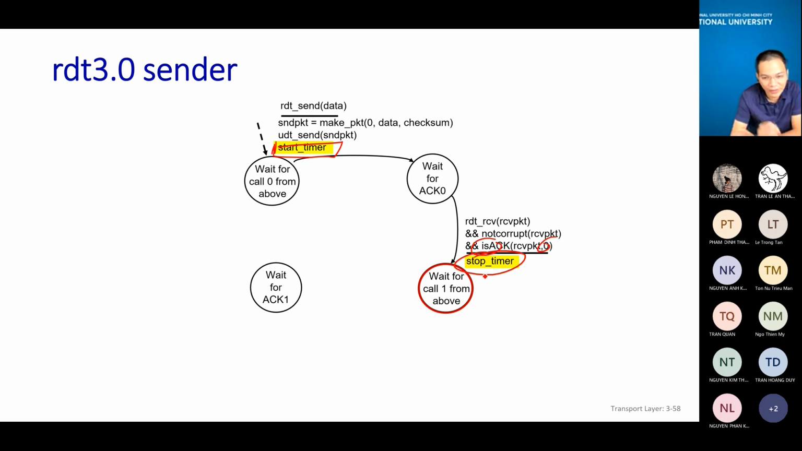For example, we send packet 0 out, and then we wait for ACK 0. When you send the packet out, you start the timer here. And when you receive the ACK, you need to stop it.